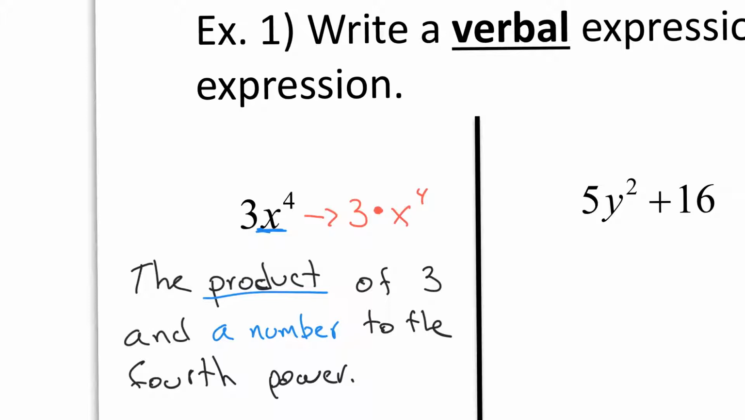Another way that you can write this down, I'm not going to write it here on the video, but I'm just going to say it. You can say multiply 3 by a number to the 4th power. So instead of using the product, you can say multiply 3, that's the actual number that we have, by a number to the 4th power. So there are different ways, but I'm just going to show you one. And when you write the sentence, as long as it makes sense and it represents that algebraic expression, you should be good for your answers.